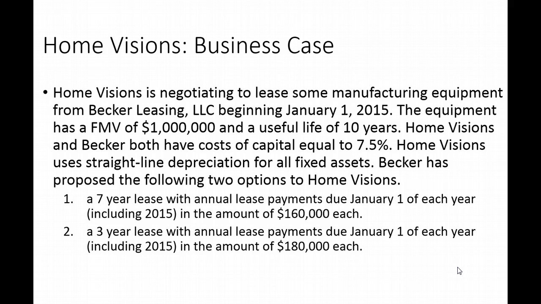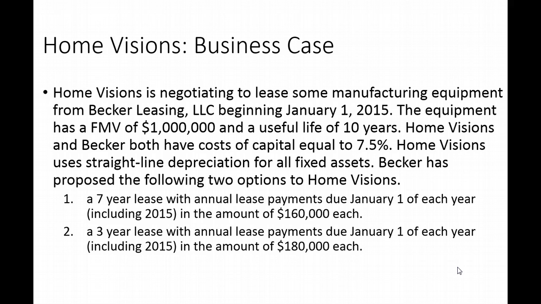Is there a bargain purchase option? Does title transfer? How does the lease term compare to the expected useful life? Does the lease term meet that 75% criteria? And does the present value of the future lease payments meet the 90% criteria of fair market value?